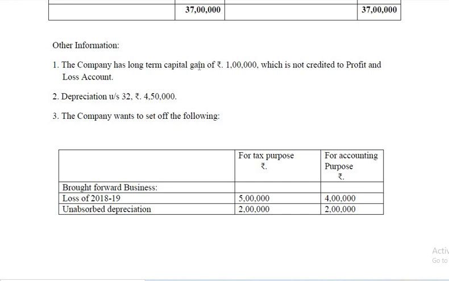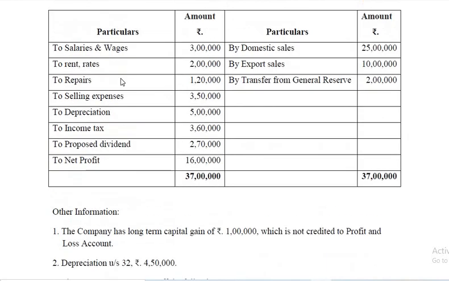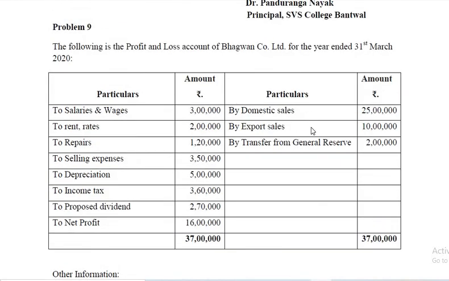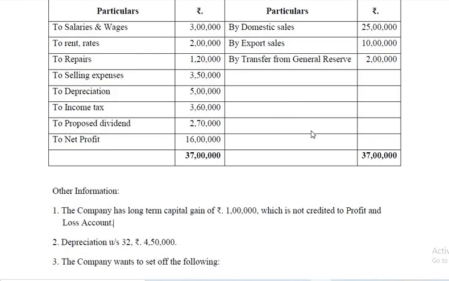The company has a long-term capital gain of 1 lakh which is not credited to the profit and loss account. So if you look at the profit and loss account, it is not credited. Anyway, while computing total income under the capital gains head, you have to take this 1 lakh as a long-term capital gain. And while calculating the tax thereon, you have to apply 20% and calculate the taxes.